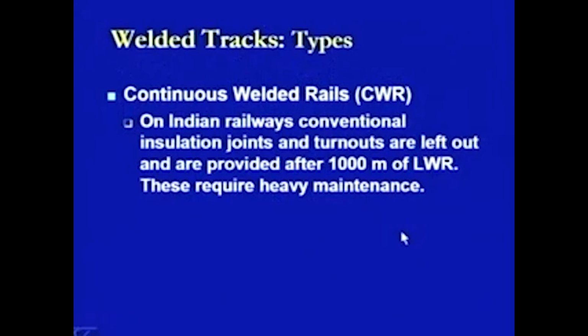What happens is that it has a tendency of removing the points of weaknesses, such as the switches or the buffer joints which are provided along. In this case, further on the Indian Railways, it is recommended that the conventional insulation joints or turnouts are left out, and they are provided after 1000 meters of LWR, as LWR has a longest section of 1000 meters.